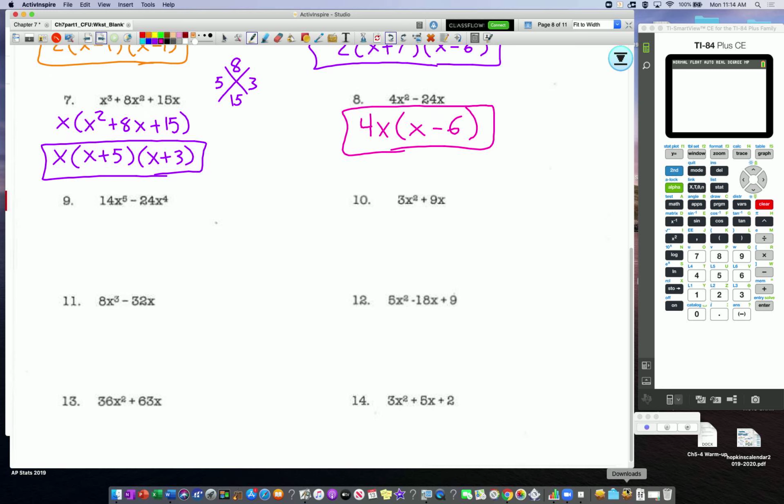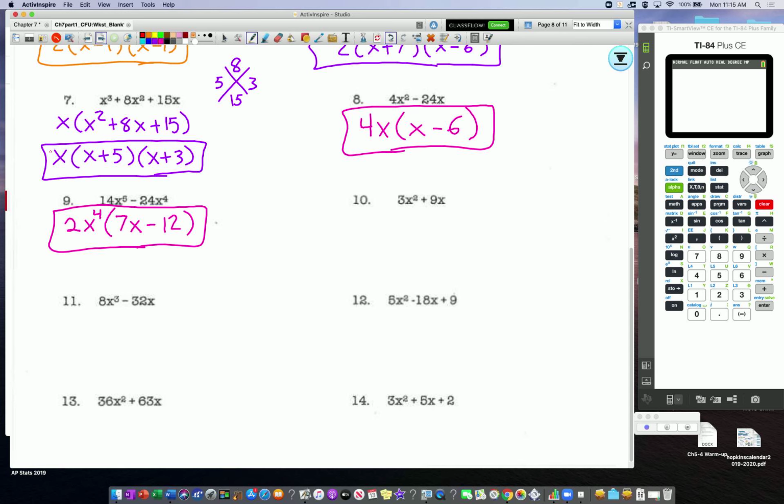Number 9, let's see here. 14 and 24 share just a 2. X to the 5th and x to the 4th share x to the 4th. So I'm left with just a 7 and an x and a minus 12. I can do a quick check: 2 times 7 is 14, x to the 4th times x is x to the 5th, 2 times negative 12 is minus 24, x to the 4th.